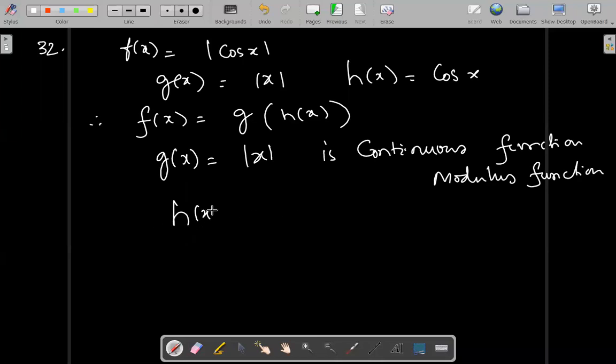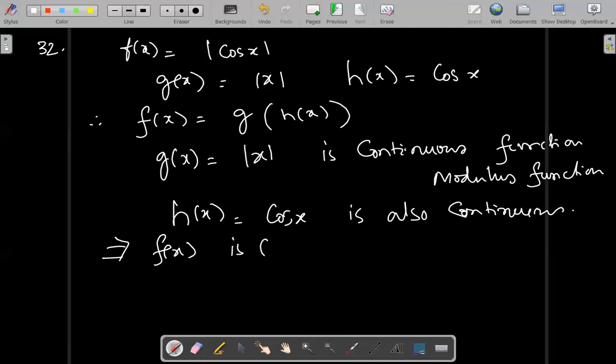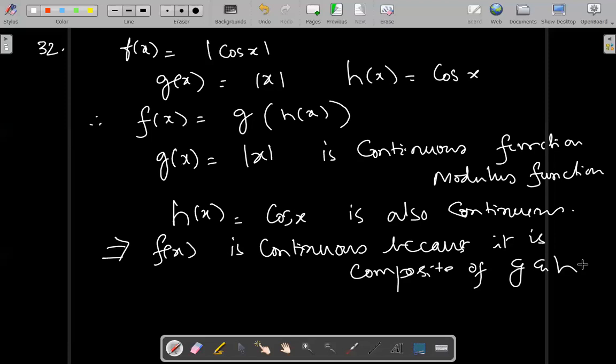h of x, the cos x, is also continuous. So that implies f of x is continuous because it's a composite of g and h. So that's the proof. All of 31, 32, 33, 34, you have to do exactly the same thing. Okay? 33, sine mod x is a continuous function.